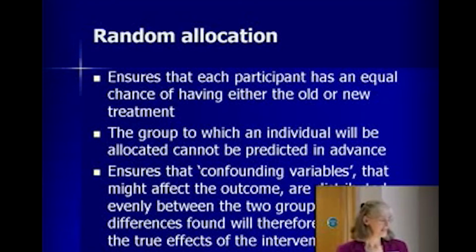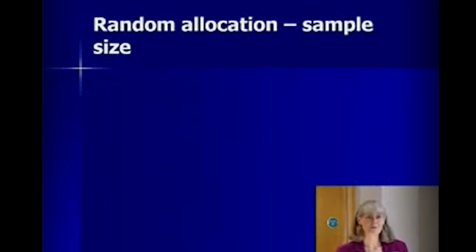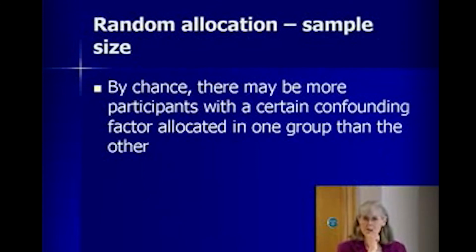The only trouble with that is that by chance, there may be more participants in one group than the other that have a confounding variable. And the only way to make sure that doesn't happen is to have your trial large enough. And we'll be going on later to talk about what is large enough and how you can estimate that sample size. If you just allocated 10 people to each group, you'd end up with one confounding variable higher in one group than the other.